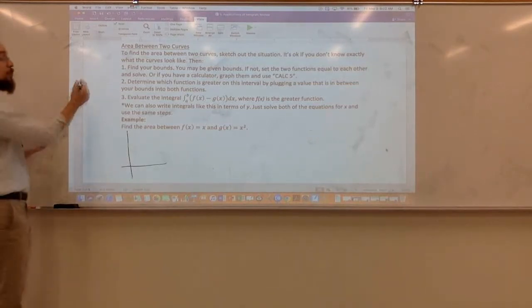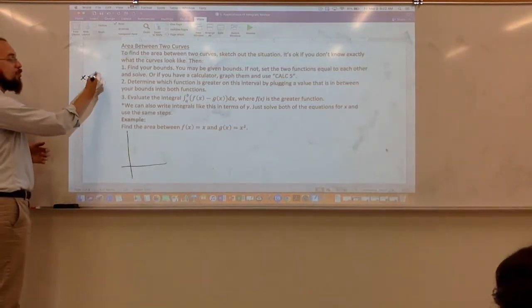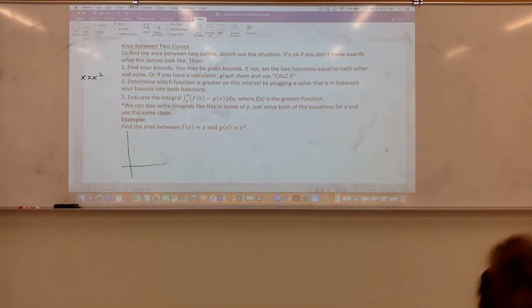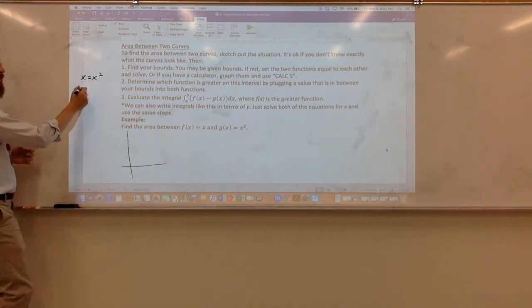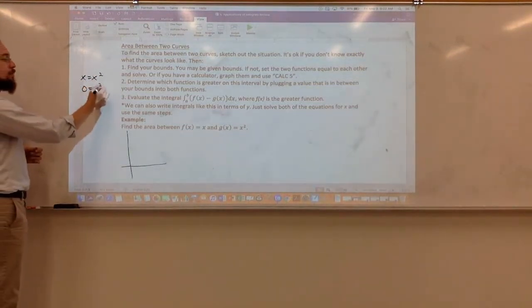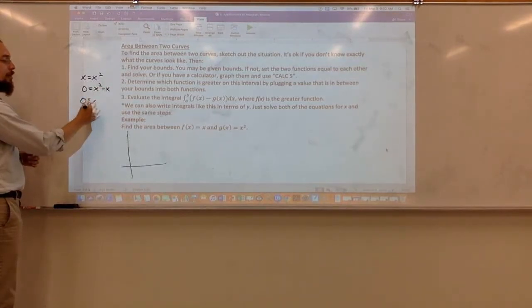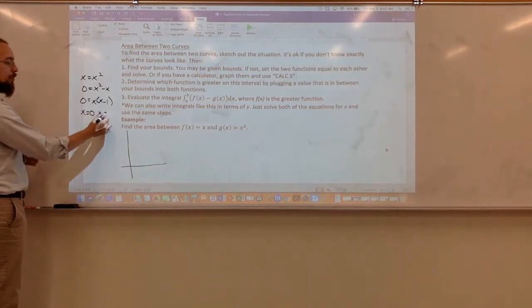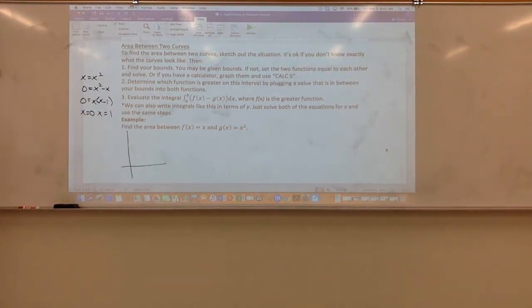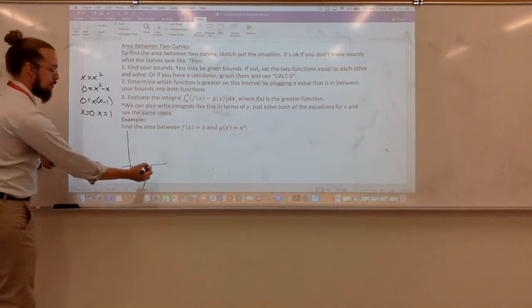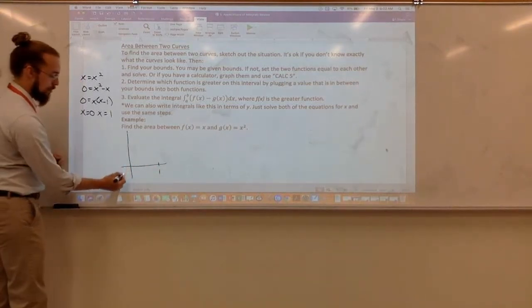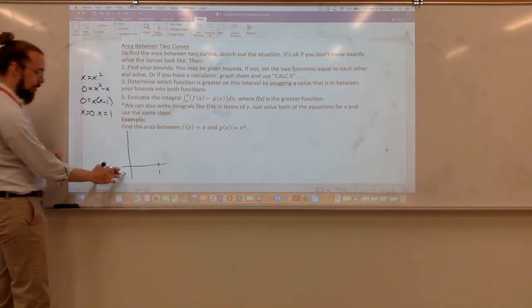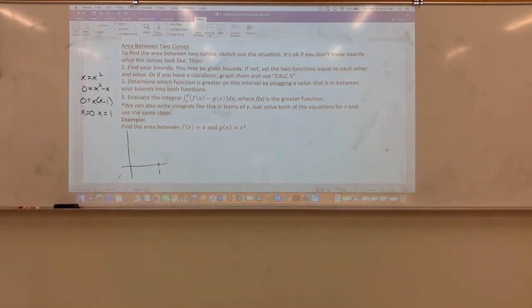So to do that, I set them equal. Say x equals x squared. To solve this, I'm probably going to want to subtract my x over. I can take out an x, and then I get x equals 0 and x equals 1. So those are my bounds. Those are the places where these two curves intersect. Okay? Now I want to figure out which function is greater on that interval between 0 and 1.